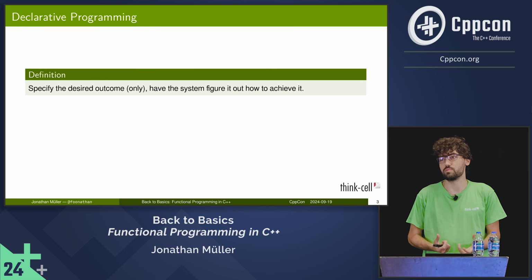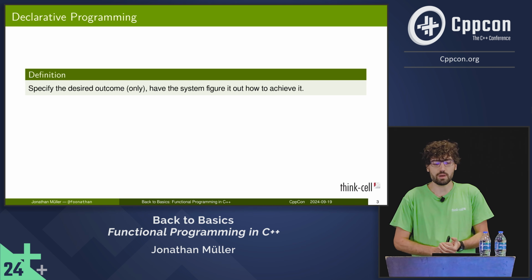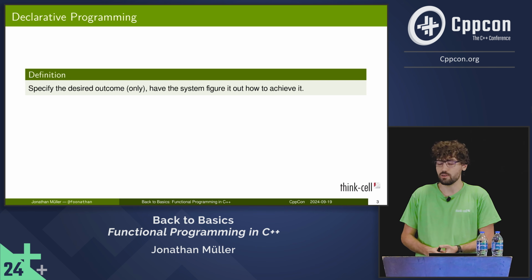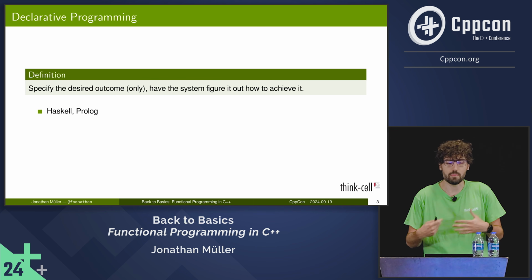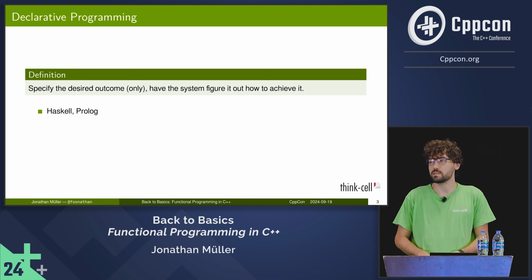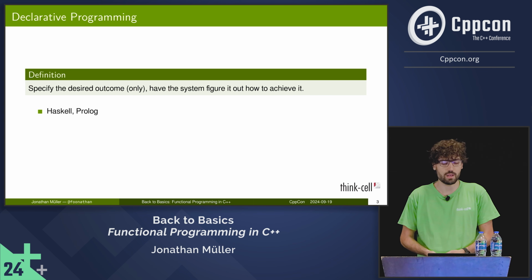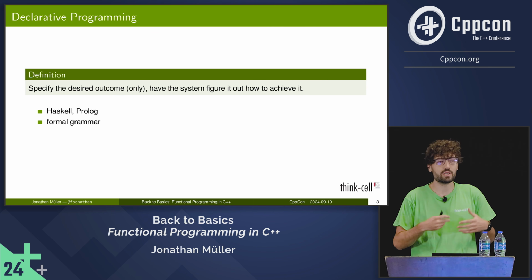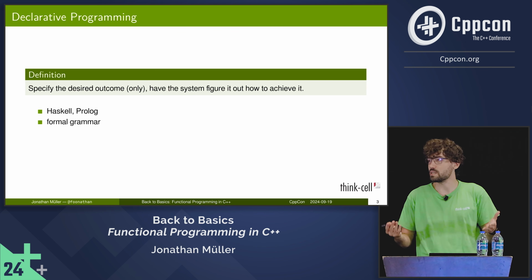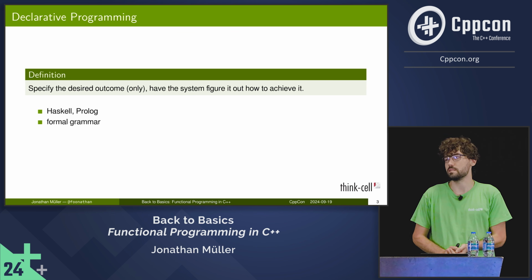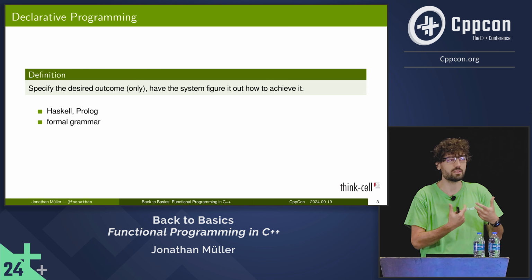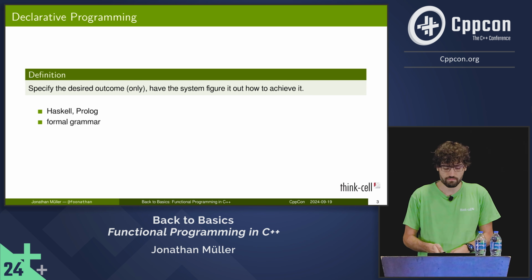Contrast to that is declarative programming. In declarative programming, you only specify the desired outcome, and then some system figures out how to achieve it. This is the case in functional programming like Haskell and logical programming languages like Prolog. But also if you have a formal grammar. In a grammar, you just specify what syntax is valid, and you don't specify how to parse it. There are separate algorithms that then parse your formal grammar, but this is not part of your specification.